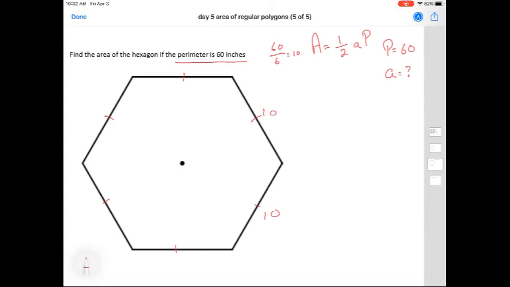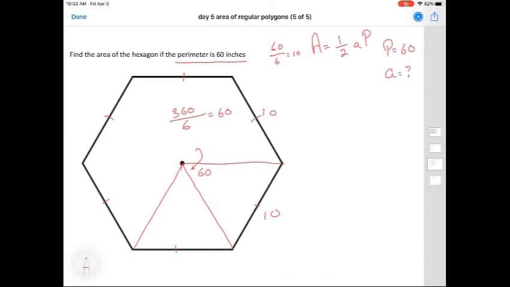So the next thing we got to do is figure out the apothem. And in order for us to figure out the apothem, we first have to figure out the measure of my central angle. So remember, central angle, we're going to take 360, which is the entire circle, and divide by the number of sides or the number of triangles. And here we have 6, which tells me that each central angle measures exactly 60 degrees.